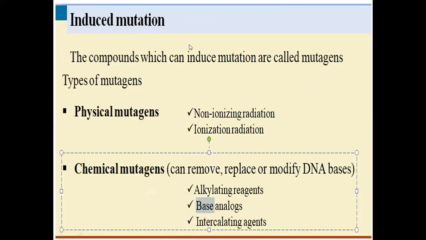So how do you do the induced mutation? For induced mutation, you can use several physical mutagens like non-ionizing radiation or ionizing radiation. Or you can also use chemical mutagens, which can remove bases, or replace them, or modify your bases to get the desired characters. The various kinds of chemical mutagens widely used in strain improvement are alkylating agents, base analogs, and intercalating agents.